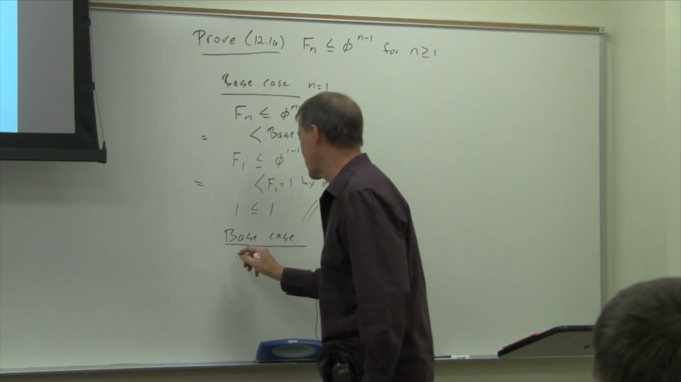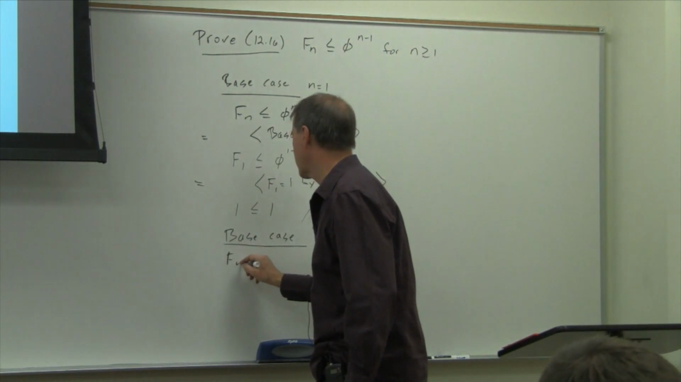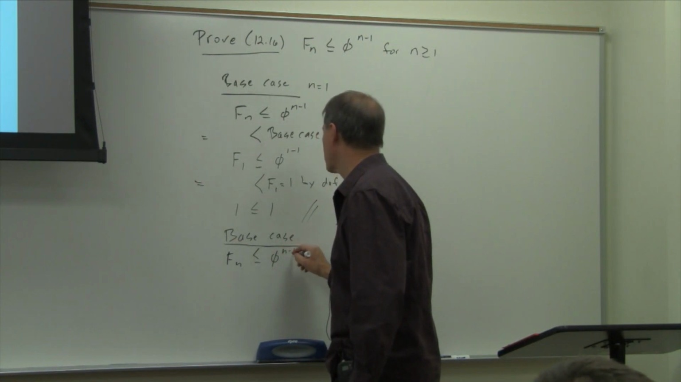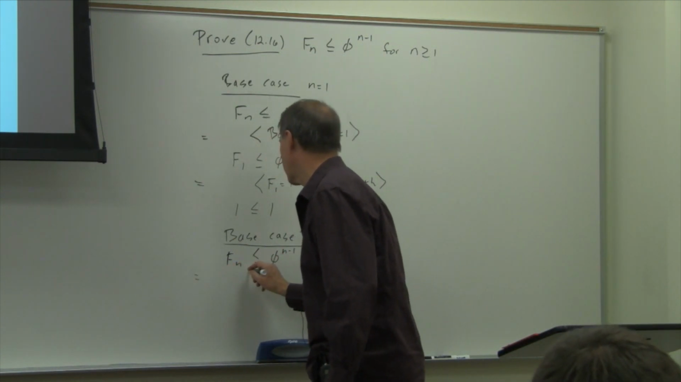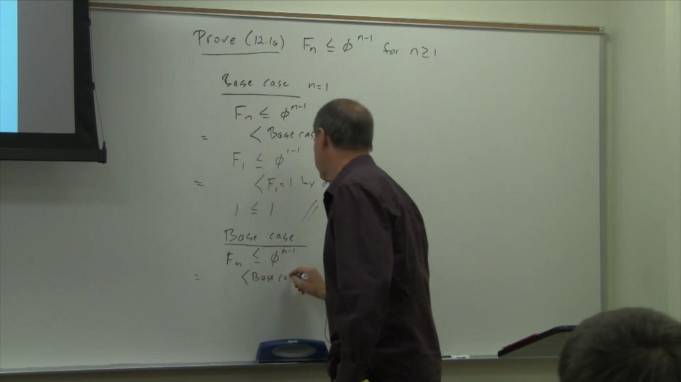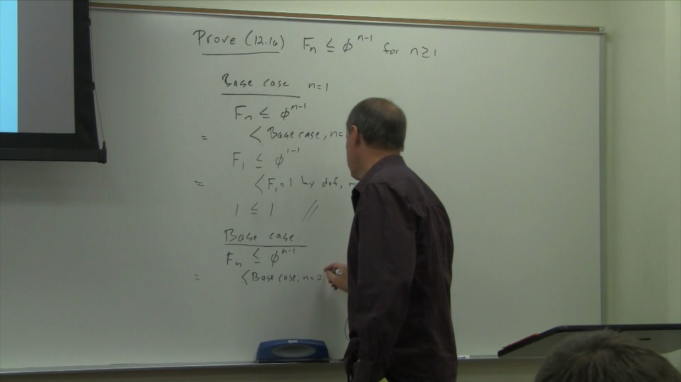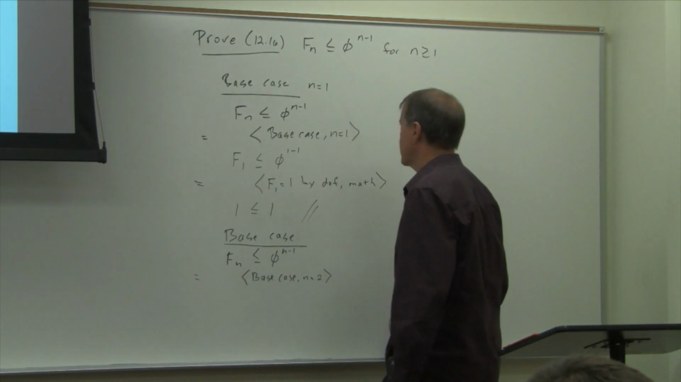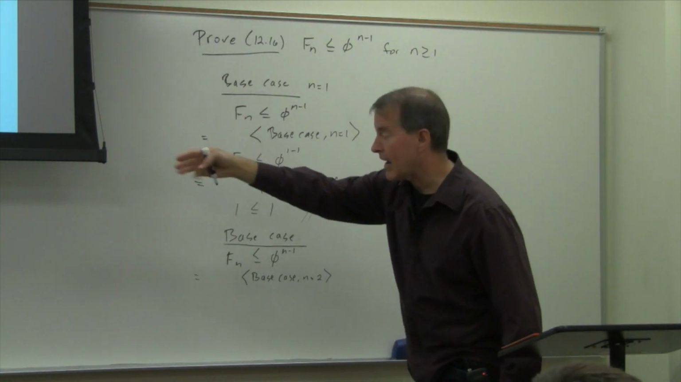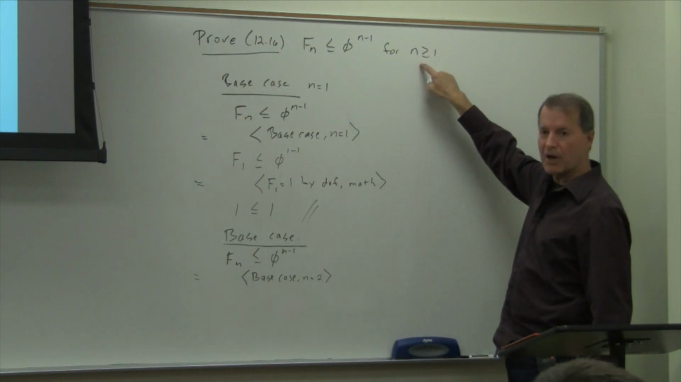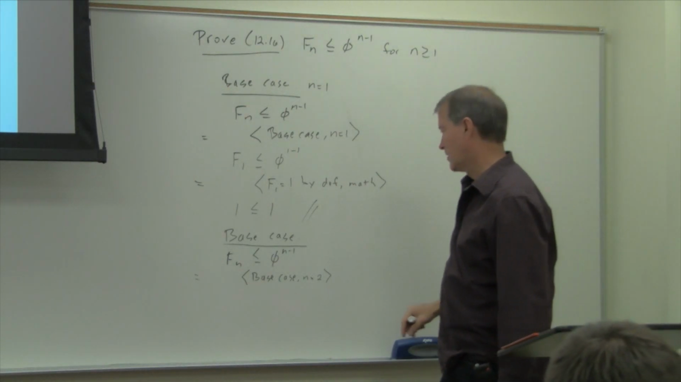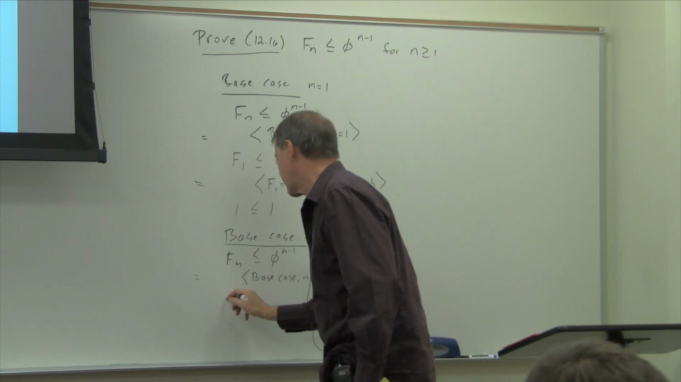So we have to do two base cases. Now what do we start with? F sub n is less than or equal to phi to the n minus 1. So this equals by what? Base case n equals 2. Is everybody clear on this? And why 1 and 2? Because each one depends on the one before and the one before that. And the first one here is we're proving it for 1, so we've got to do it for 1 and 2.